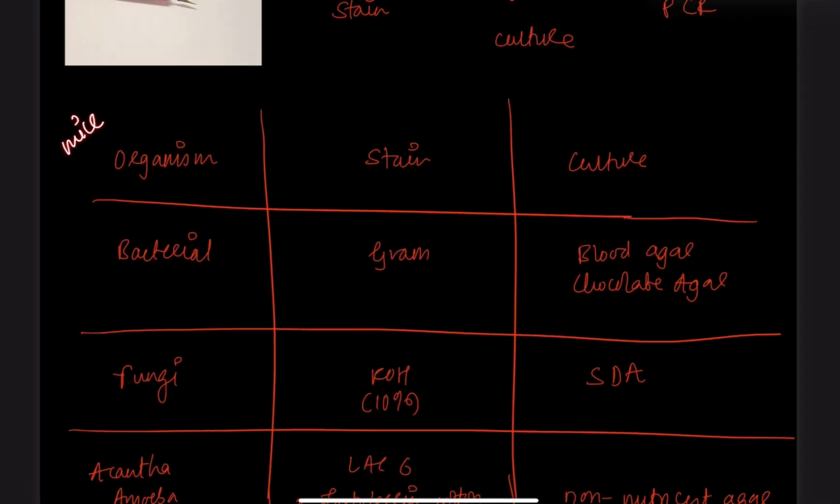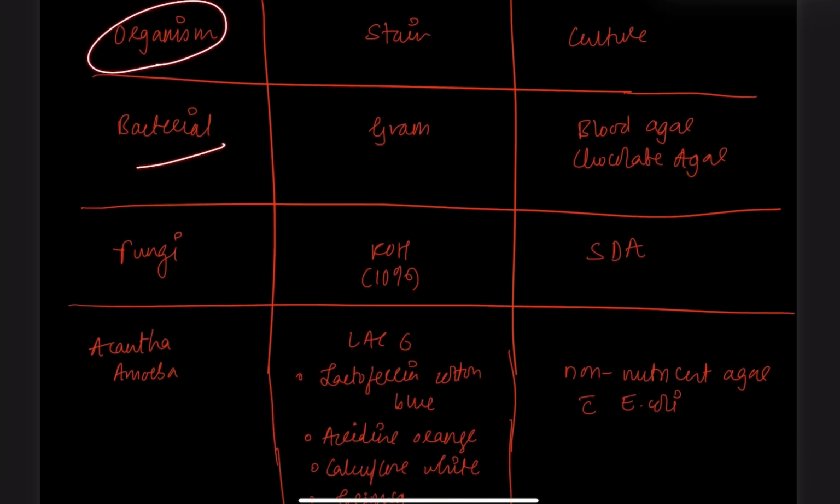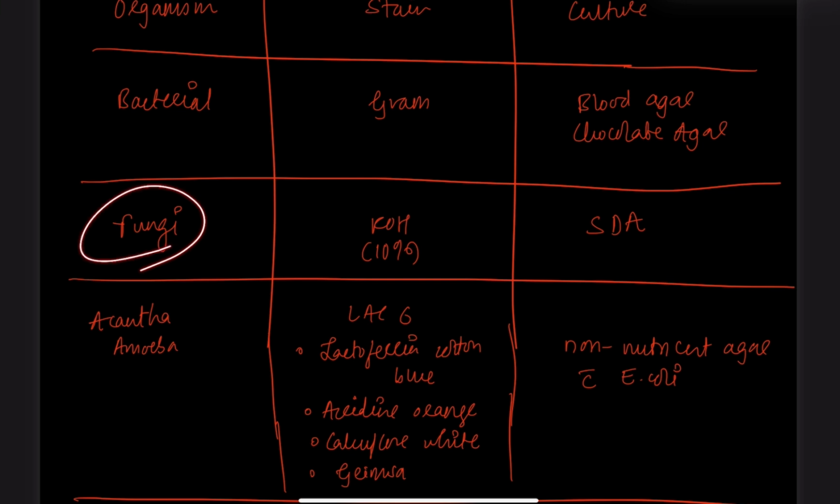We have learned this in general microbiology in second year itself. So if the organism is bacteria, which stain will we use? Of course, gram stain, whether it is gram positive or gram negative. And for culture, we will use blood agar or chocolate agar. Why is this important? This is important for treatment purposes. If it is fungi, KOH will be used, and Sabouraud dextrose agar will be used.